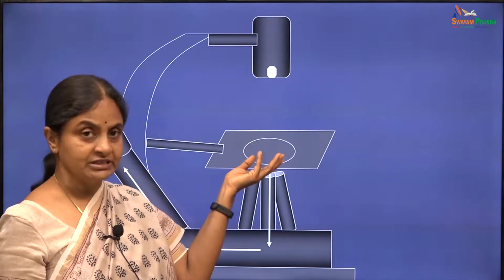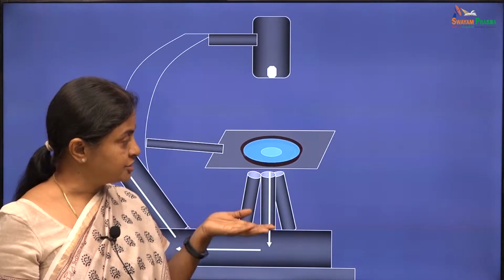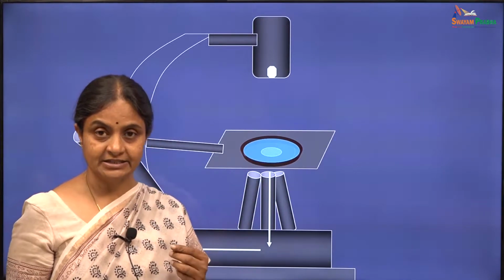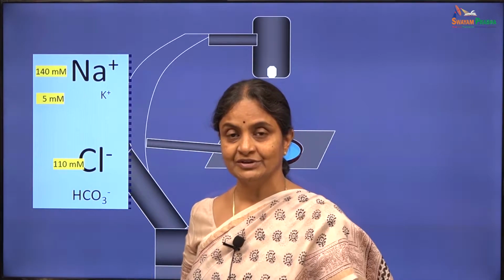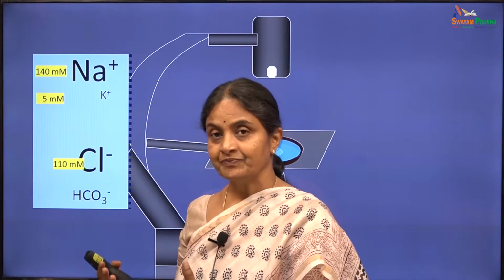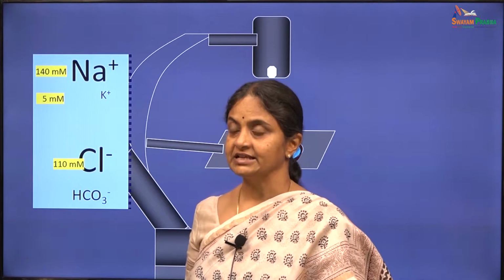There will be an opening on the stage or a transparent area on which you place a dish with cells in it. The cells are bathed in an extracellular fluid, and the extracellular fluid composition is similar to that of plasma or tissue fluid in which cells would normally reside. This fluid is prepared in the laboratory to resemble extracellular fluid.